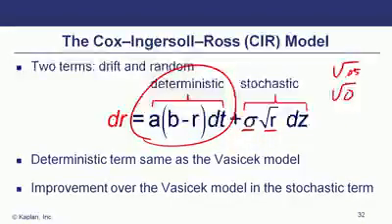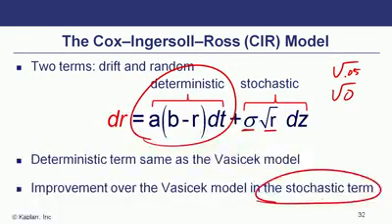So the deterministic term is the same, but the improvement over the Vasicek model is in the stochastic term, or the perturbation term at the end, and it won't allow interest rates to go negative. All right, so CIR and Vasicek, the only difference is whether or not we're putting in this square root of R here. So those are the first two.